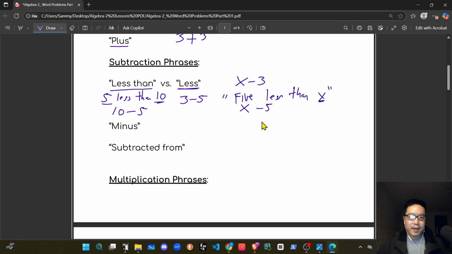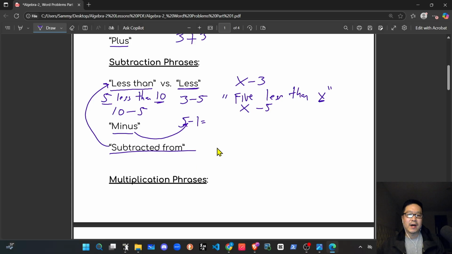Okay? The next phrase or word would be minus. And again, this is a direct translation of minus into subtraction. So 5 minus 1, well, that would be 5 minus 1, right? It's direct. Same thing as saying plus. Subtracted from is similar to less than. So if I say something like 10 subtracted from 20, that means the 20 comes first. You're subtracting 10 from 20.